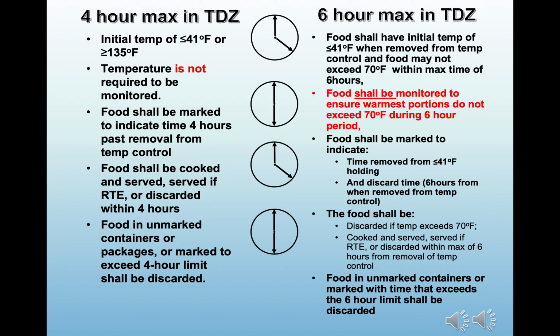If you are using time only as a public health control for TCS foods, you can choose to use a 4-hour maximum hold time in a temperature danger zone. In order to use the time as a public health control, the initial temperature of the food must be 41 degrees Fahrenheit or less, or 135 degrees Fahrenheit or higher. Any foods that will be served this way shall be marked to indicate when the 4-hour time maximum is up. After the 4 hours maximum, the foods must be discarded.